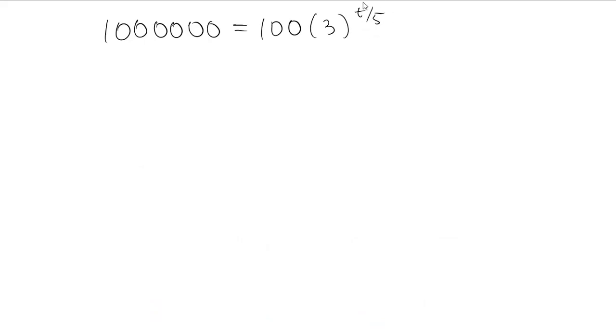Okay, we want to solve for a variable that's trapped in the exponent, so we're probably going to apply logarithms. Before we apply a logarithm, you want to get that coefficient out of the way, so I'm going to divide both sides by 100. 1 million divided by 100 is 10,000. 3 to the t over 5 power.